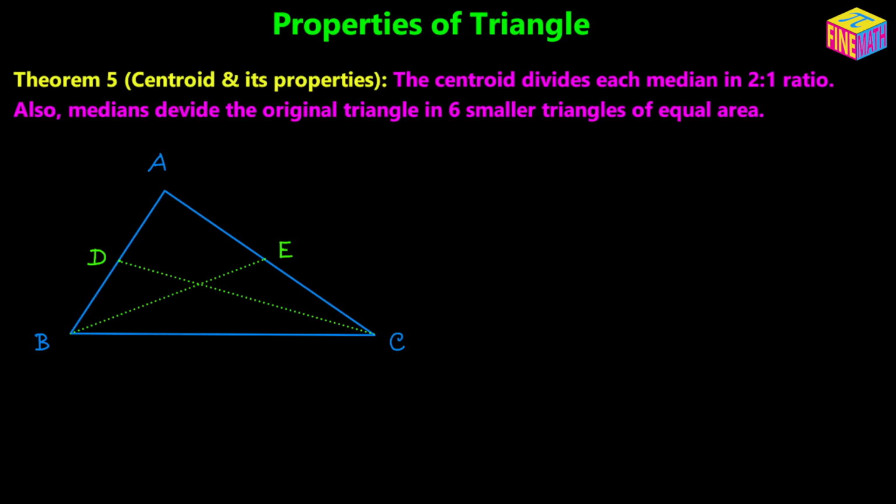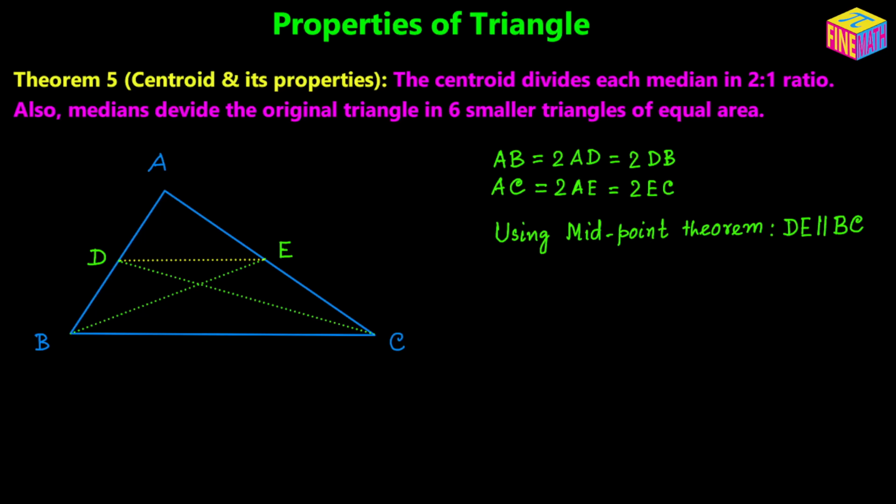So D is the midpoint of AB, and similarly E is the midpoint of AC. Next I am going to join D and E with a line segment. Since D and E are the midpoints of AB and AC, DE will be parallel to BC. We have seen that in the midpoint theorem.